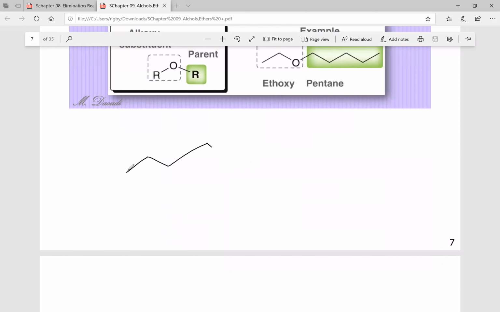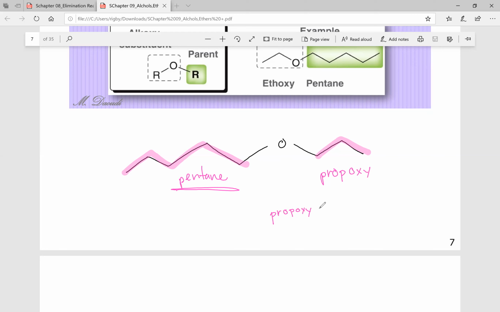So let's make up a quick example right here. So now I have to find out which one's the parent chain. I go, okay, so this one's 1, 2, 3, 4, 5, and this one has 1, 2, 3. This is going to be pentane versus propane. Obviously, pentane is a longer chain than propane, so our parent name is going to be pentane. So now what we do is we get rid of that A and E, and we change it into propoxy because we have an oxygen attached to that propyl group. So it's going to be propoxypentane.